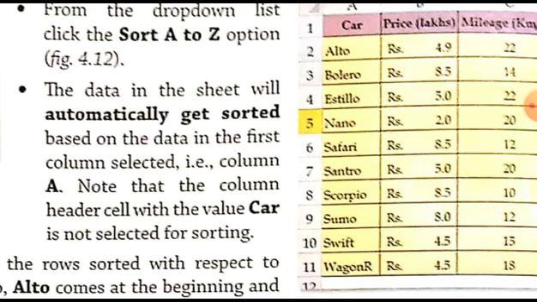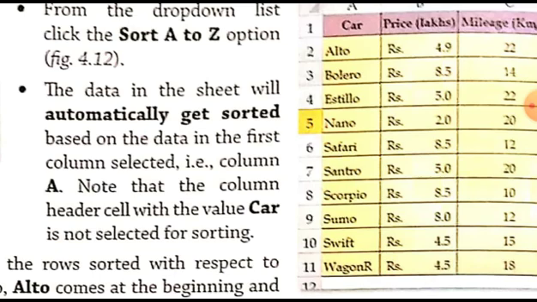That is why you see Alto, whose name starts with A, is coming at the top. Then you can see Bolero, which starts with B. So after A, B will come. Then you will see Estilo, then Nano, then Safari, Santro, Scorpio, Sumo, Swift, and WagonR is the last car. Why is WagonR the last car? Because it starts with W, which will come at the last position, when we have sorted the list.